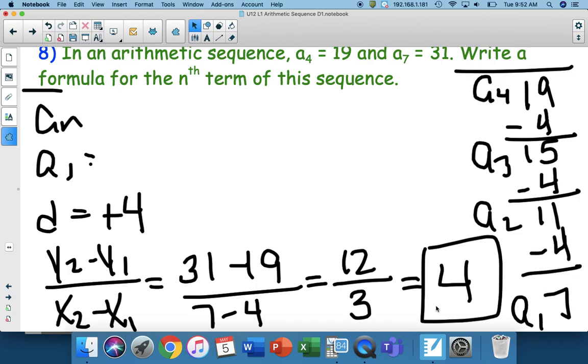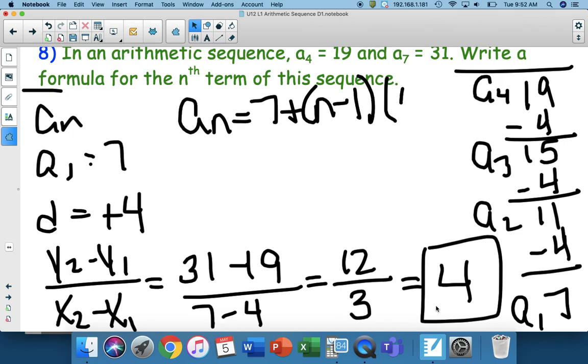And guys, the reason I have to work backward is because we're not looking for terms ahead of it. We're looking for the first term. So we've got to go backward. We've got to do the opposite of our pattern. Our pattern is plus 4, and we have to go backward, so then it's minus 4. All right, so our A1 is 7. So our formula is AN equals 7 plus n minus 1 times 4.